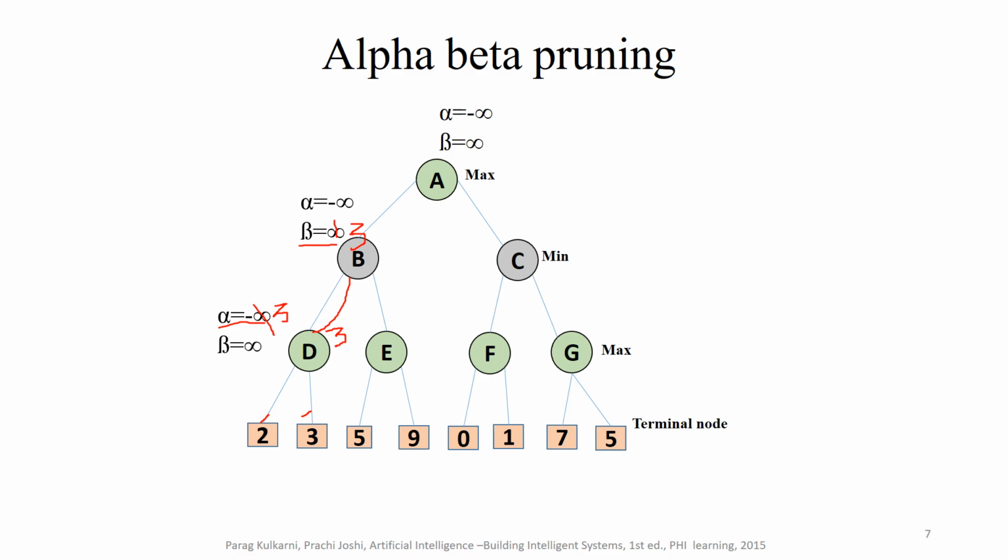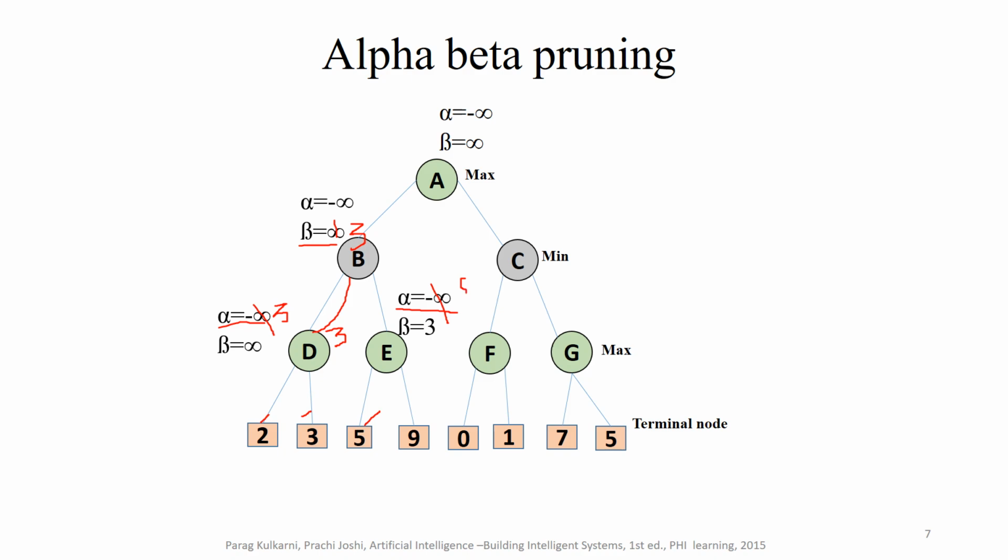The next step, the algorithm traverses to the next successor of node B, that is E. The same values, minus infinity and 3, will be passed on to node E. Now at node E, this is the turn of the max player. So here the value of alpha is going to change. This current value will be compared with 5. So max of minus infinity and 5 will be 5. So this gets updated to 5.